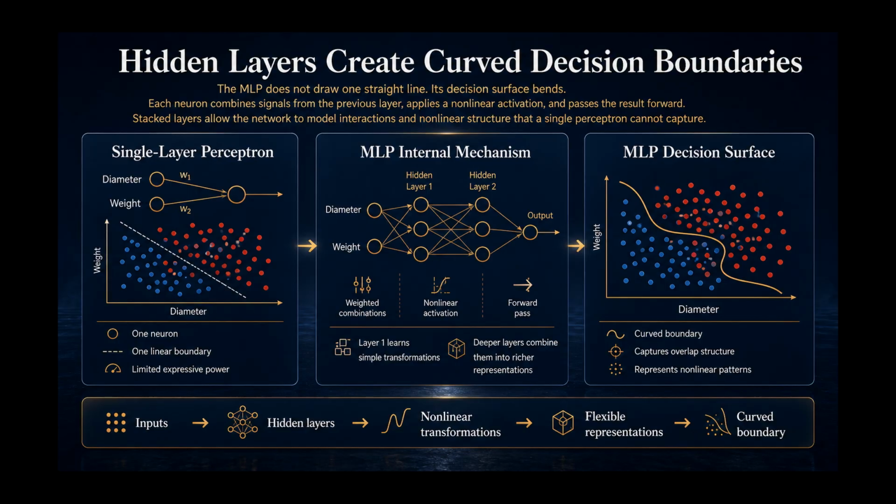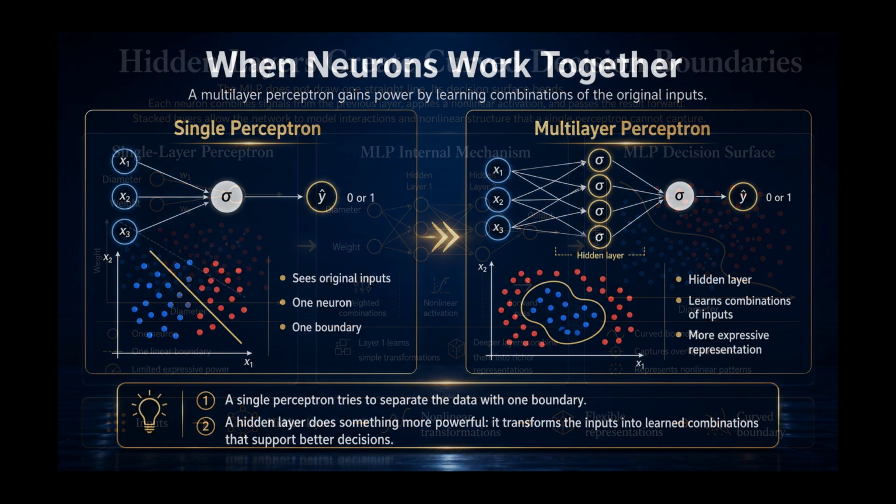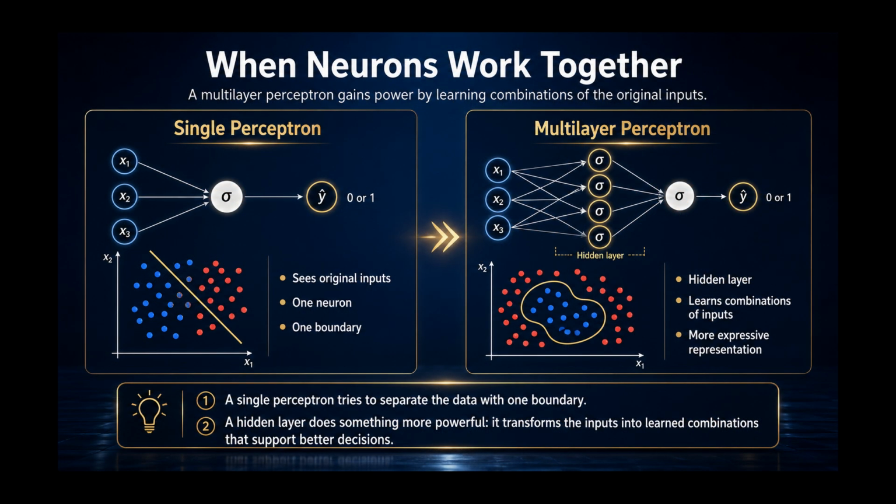Deep learning helps when the problem contains structure that simpler models cannot represent. It hurts when extra layers add complexity without adding useful signal. So the question is not, should a neural network be used? The better question is, what limitation is the next layer solving? Once one neuron fails, the next question is, what happens when neurons work together? That is the idea behind a multi-layer perceptron.